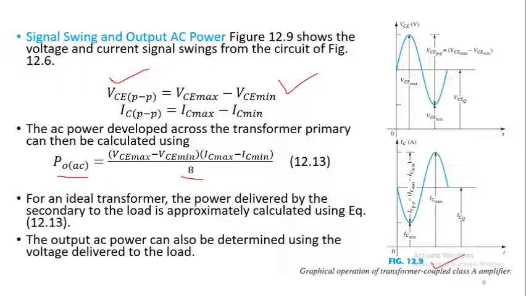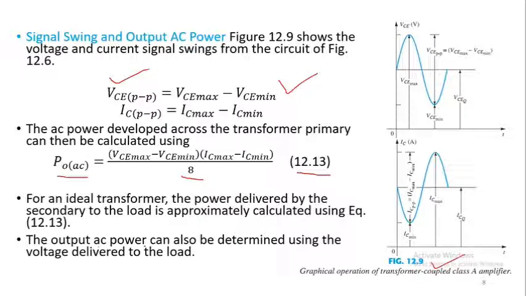For an ideal transformer, the power delivered by the secondary to the load is approximately calculated by equation 12.13. तो secondary पे भी for the case of ideal transformer where we consider that no power losses occur in between the process of transferring voltage from primary to secondary, तो इस केस में आपके पास ये इक्वेशन आप यूज कर सकते हैं to calculate the power delivered to the load.